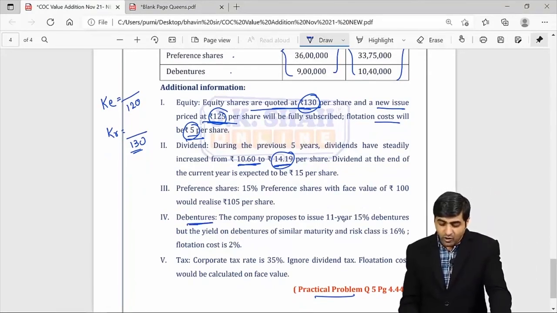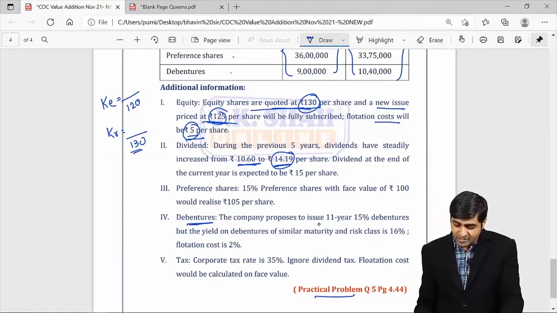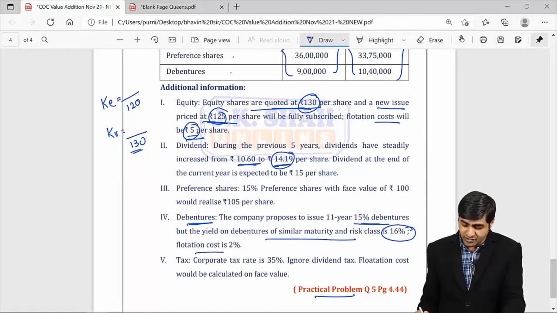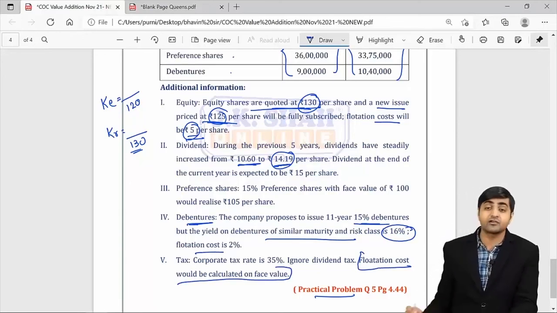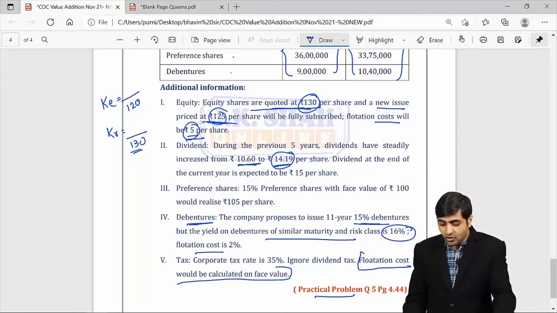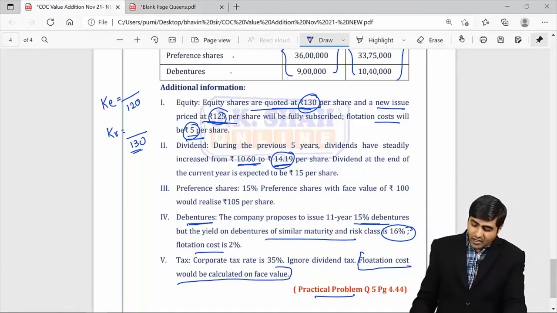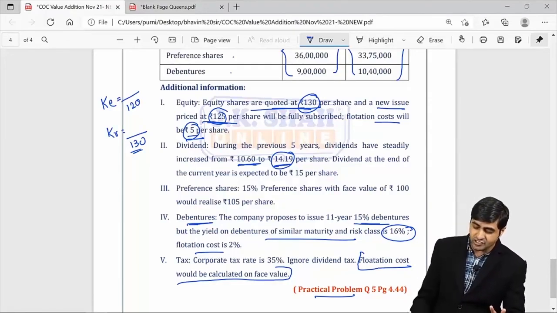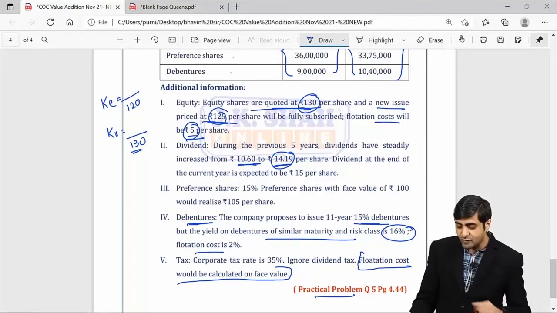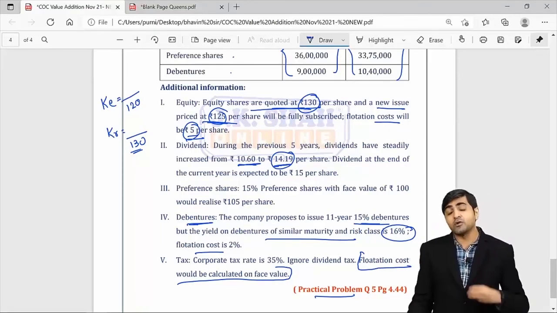in this particular case, you know what is given to you, that the debentures are proposed to be issued at 15%, but the yield on similar ones is 16% and the flotation cost is 2%. And here guys, they have specifically mentioned that the flotation cost will be calculated on the face value. So if no information is given, the face value of the debenture is 100 rupees, and on your 100 rupees your flotation cost will be 2%, so 2 rupees will be the flotation cost per debenture.